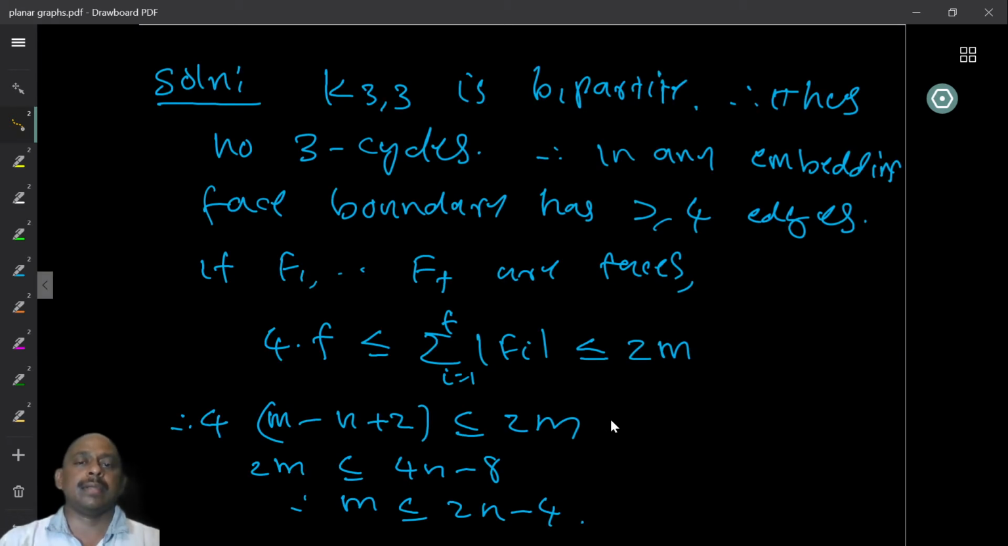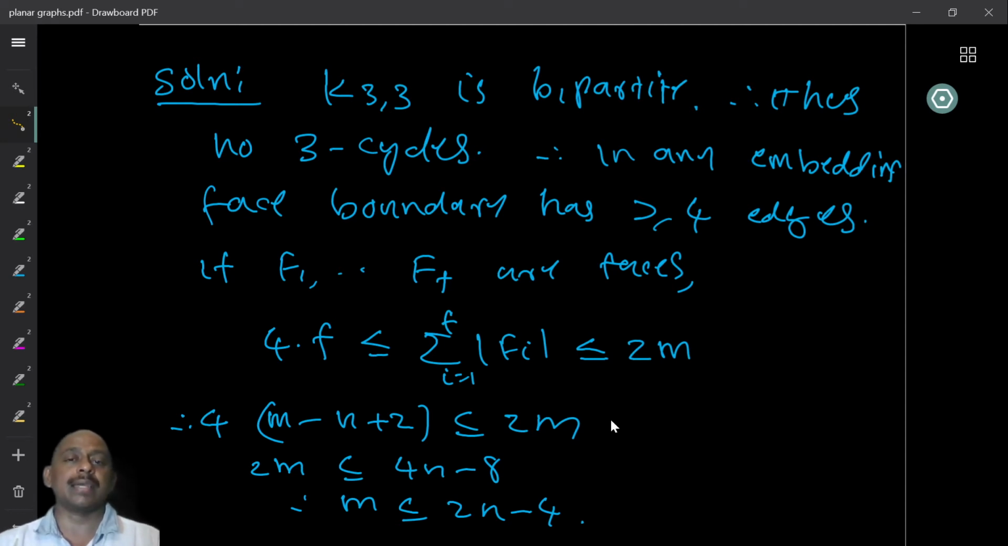Okay, here is a different approach. You have the graph K33, but K33 is a bipartite graph, right? It's a complete bipartite graph. Now, a bipartite graph has no odd length cycle, so therefore K33 has no 3-cycles. So when we were trying to prove the relation between the number of vertices and edges, we used the fact that every face boundary has at least 3 edges. But now, since the graph is bipartite, any face boundary must have at least 4 edges.